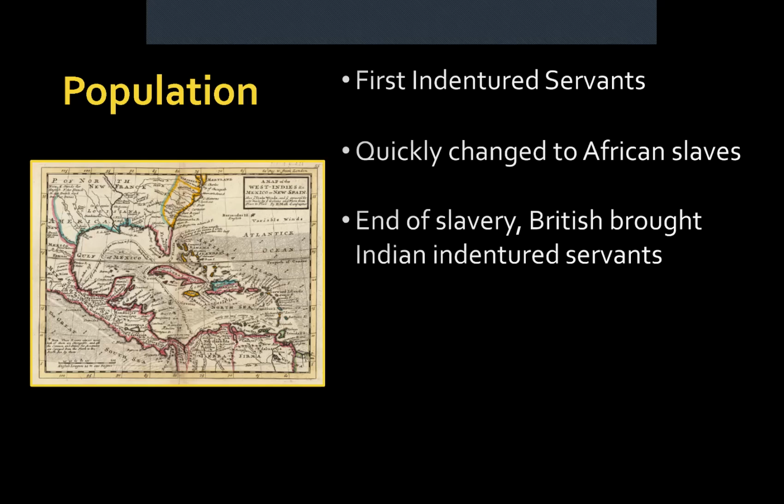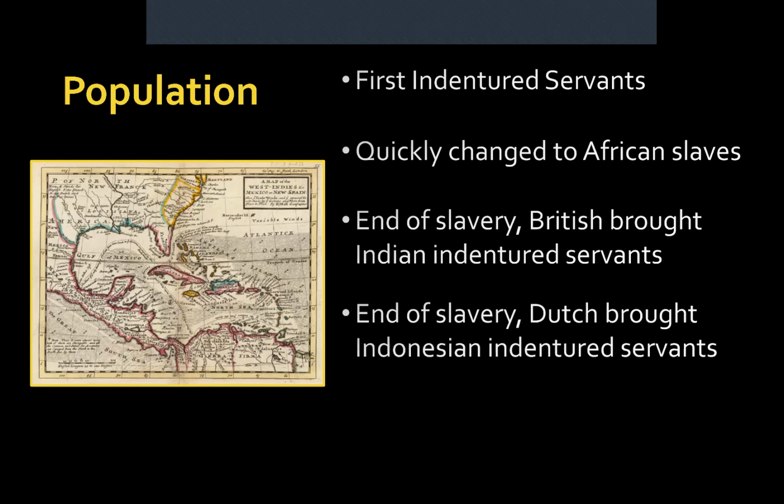Now, in the 1830s, slavery ended for the British Empire, a little bit later for the French and others. So instead of bringing over slaves from Africa, because they still needed workers on the plantations, the British brought over indentured servants, not technically slaves, from India. That was part of their empire.